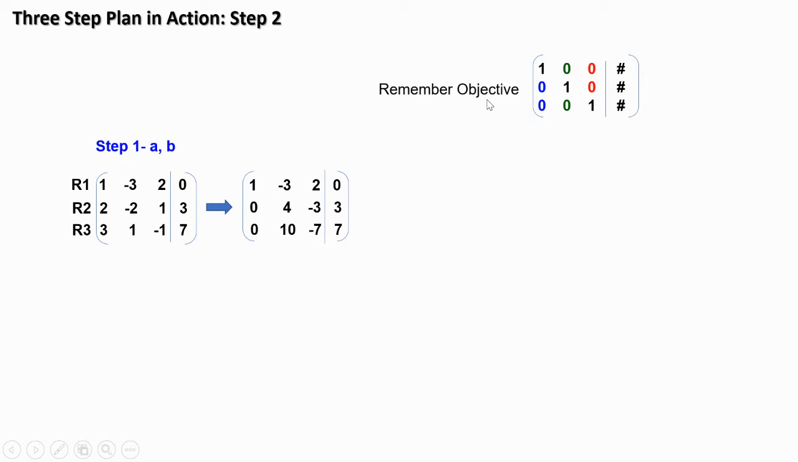Now here, hey guys, remember the objectives. So for step 2, the first column, the first row, second column must be zeros for row 1 and for row 3. So that means for step 2, I'm going to keep row 2 how it is because I'm going to be using row 2. So the -3 must be a 0 and the 10 must be a 0. So I'm going to change row 1 and I'm going to change row 3.